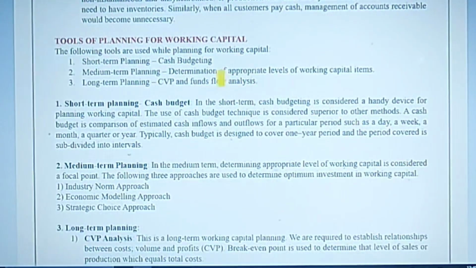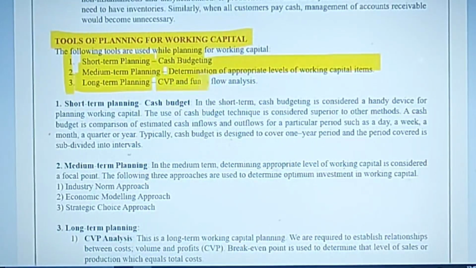The next topic is tools of planning for working capital. So how these tools work. Basically these three tools the company uses for this. The first one is short term planning, then medium term and long term. In short term, basically we do cash budgeting, and in medium term, we determine the appropriate levels of working capital that is required by the firm. Then we have CVP and fund flow analysis to determine the working capital requirement. So I have explained all these three points here.